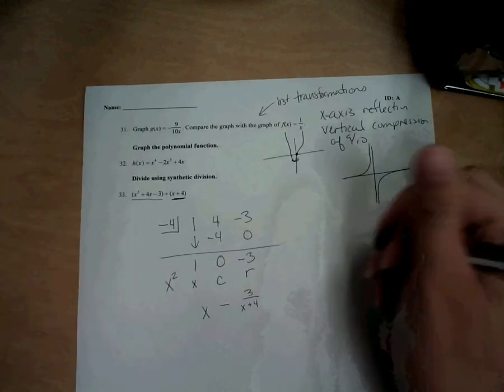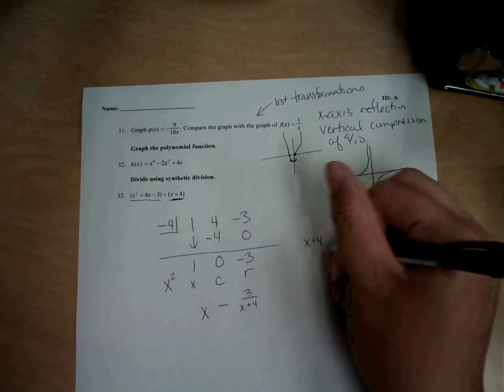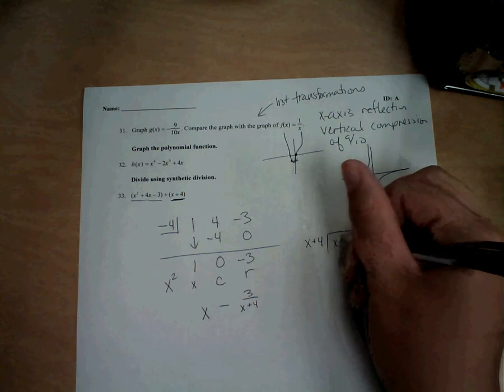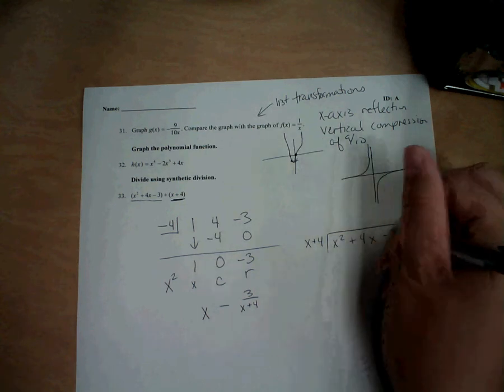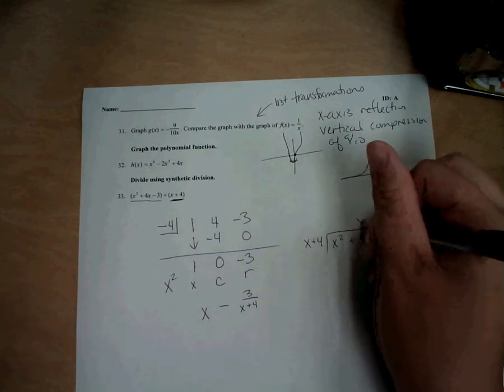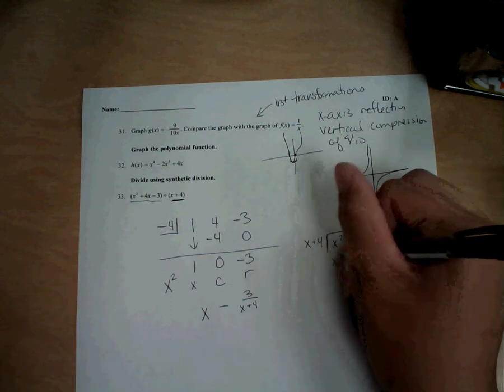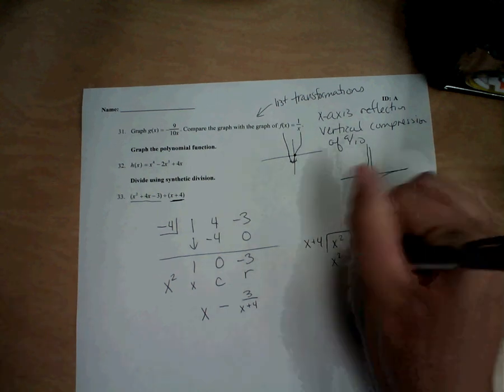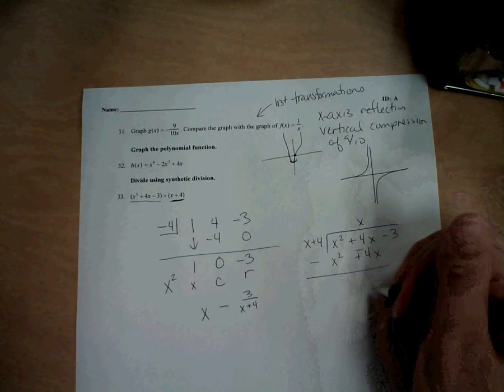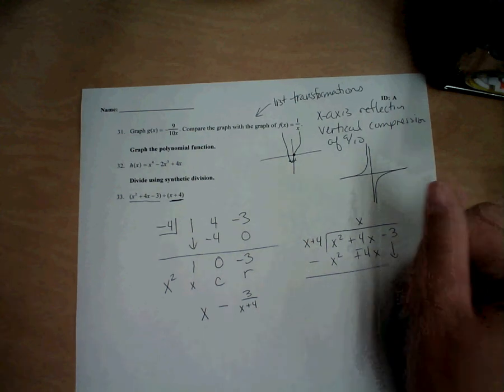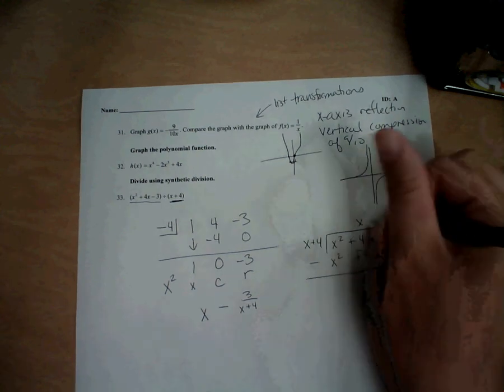If you wanted to use long division, you'd have x plus 4, x squared plus 4x minus 3. X times what gives you x squared? Well, that's an x. Multiply. Then you subtract. Those both cancel. Then I bring down -3. X can't go into -3, so that's my remainder.